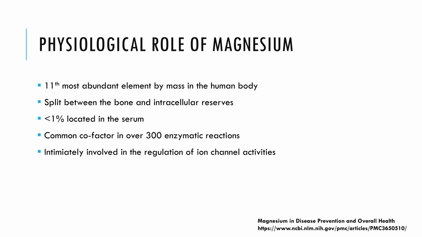Where is magnesium located in the body? Now, most of it is split between the bone as well as the intracellular space. Very small amounts, in fact, are located in the serum, less than 1%, and therefore it's always important to bear in mind the very large reserve of magnesium present throughout the body that may not be reflected necessarily in the serum levels. In terms of what it does, it's quite commonly a cofactor for various enzymatic reactions and processes, and it's intrinsically involved in the regulation of a number of ion channels.